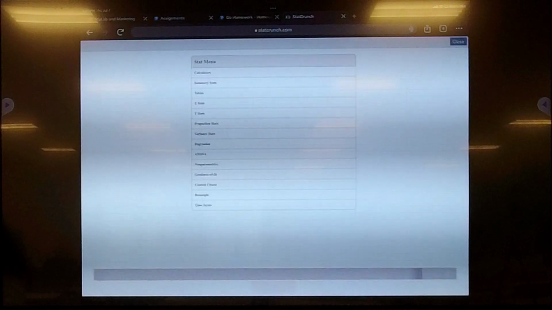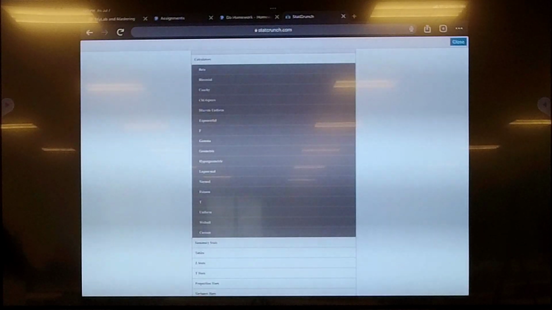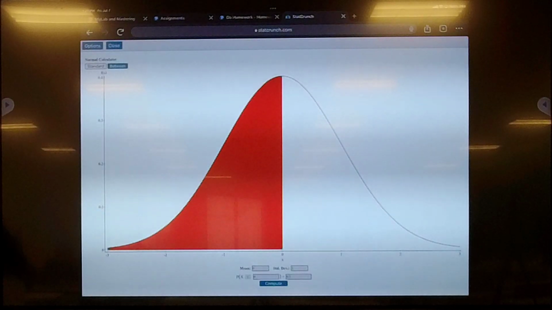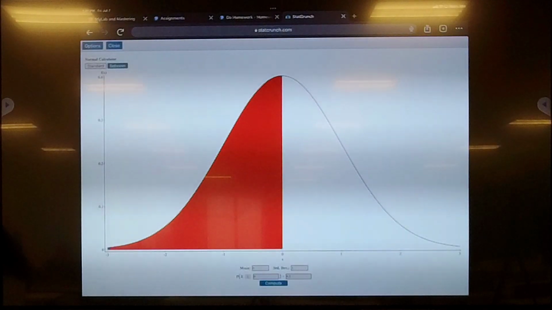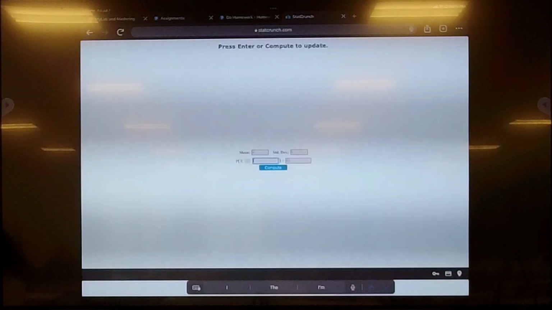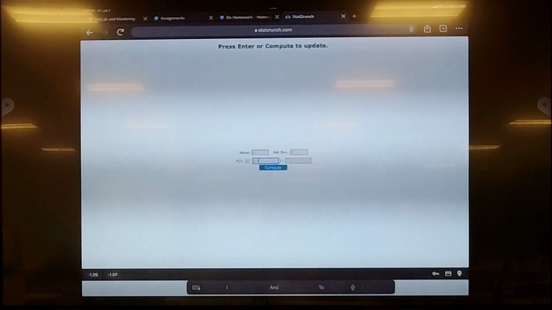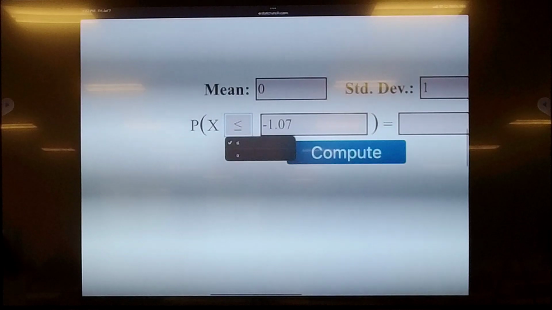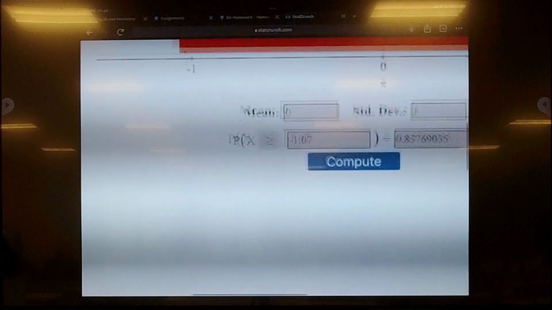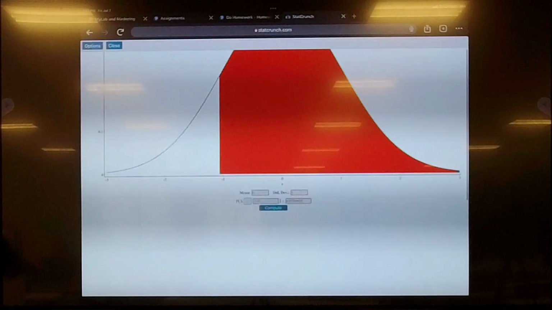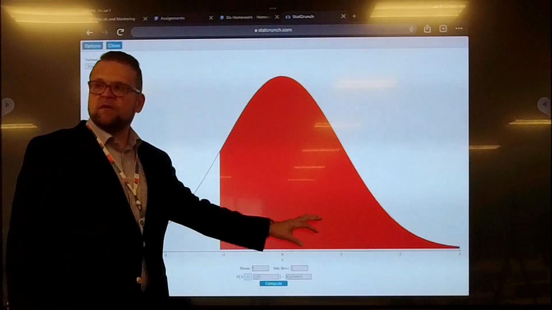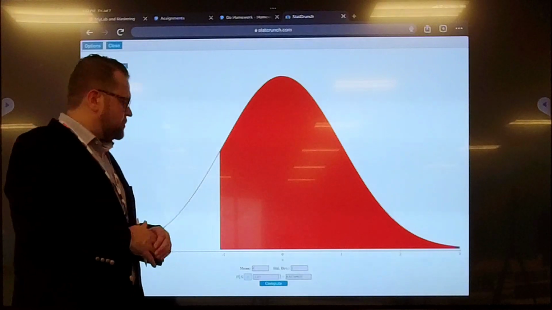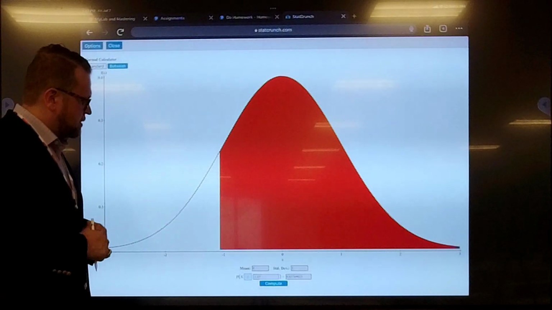So, StatCrunch calculators, normal. For me, it's z is minus 1.07, so I'll change my inequality to be a greater than. And look how it changes. It matches the picture that they gave me. Right. Okay. I didn't change the color.